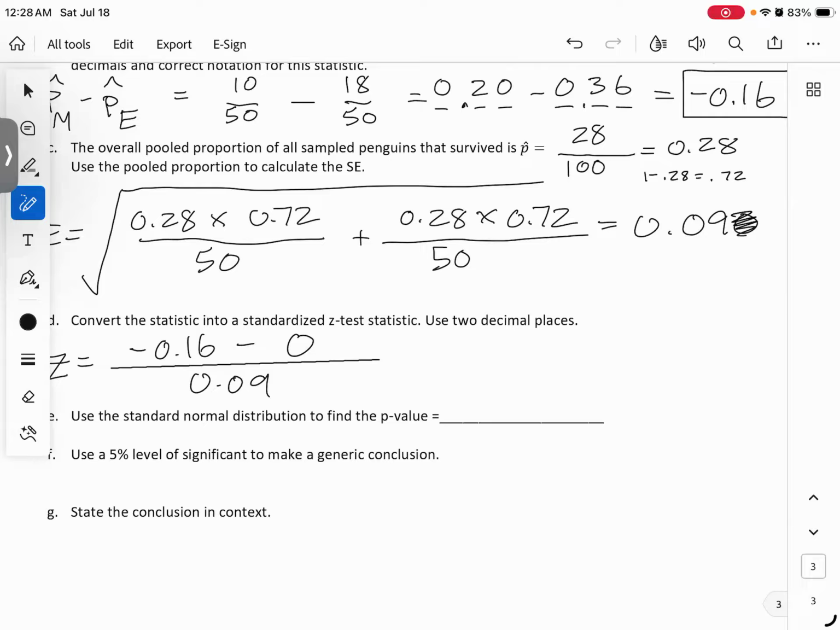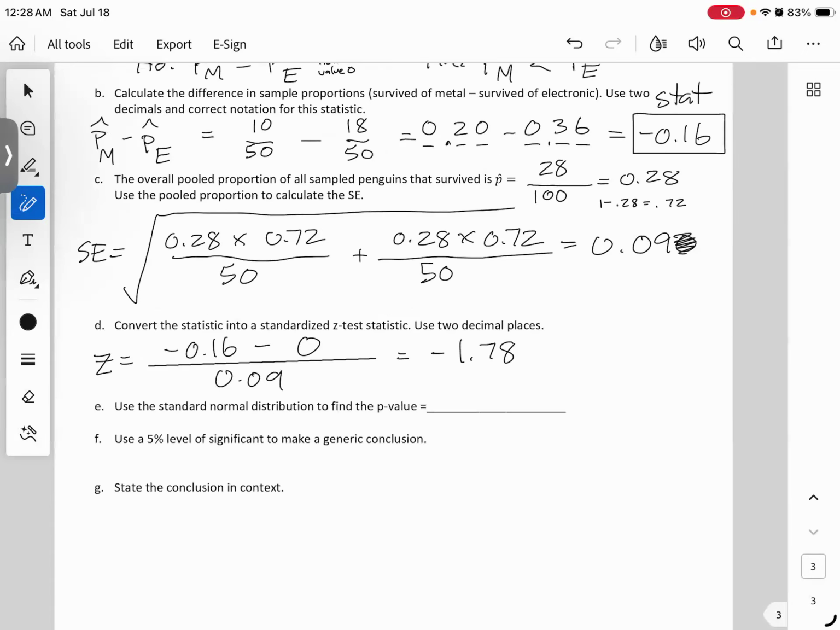And you don't need that extra 0. If there's ever an extra 0, you can drop it. And from here, you should get negative 1.78. Now we've been using the standard normal already for a couple lessons now. So I want you to go ahead and take the negative 1.78, click whatever tail that you need, left tail, two tail, right tail, put that negative 1.78 down at the bottom, get your p-value.